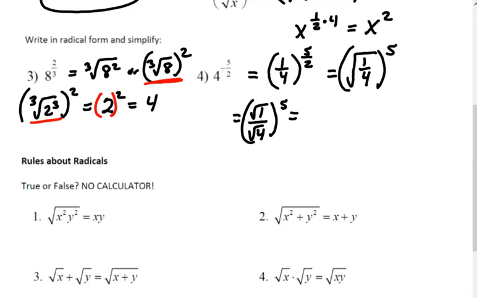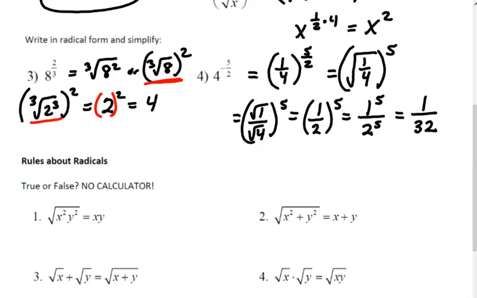Well, the square root of 1 is 1 because 1 times 1 is 1. The square root of 4 is 2. So I have 1/2 to the 5th power. So that's 1 to the 5th over 2 to the 5th. 1 to the 5th is just 1. 2 to the 5th is 2 times 2 is 4, times 2 is 8, times 2 is 16, times 2 is 32. So 1 over 32.